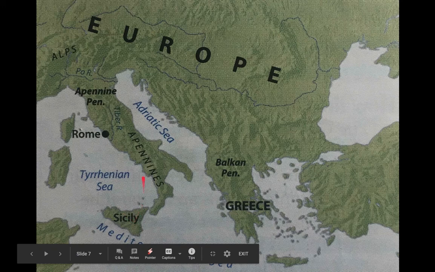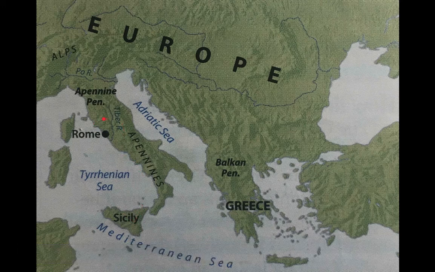Okay. Now Rome up here, remember it's surrounded by the Apennine Mountains, and with mountains you have hills also. And so Rome has a nickname, and it's called the City of the Seven Hills. Okay, so remember that. Rome's nickname is the City of the Seven Hills.